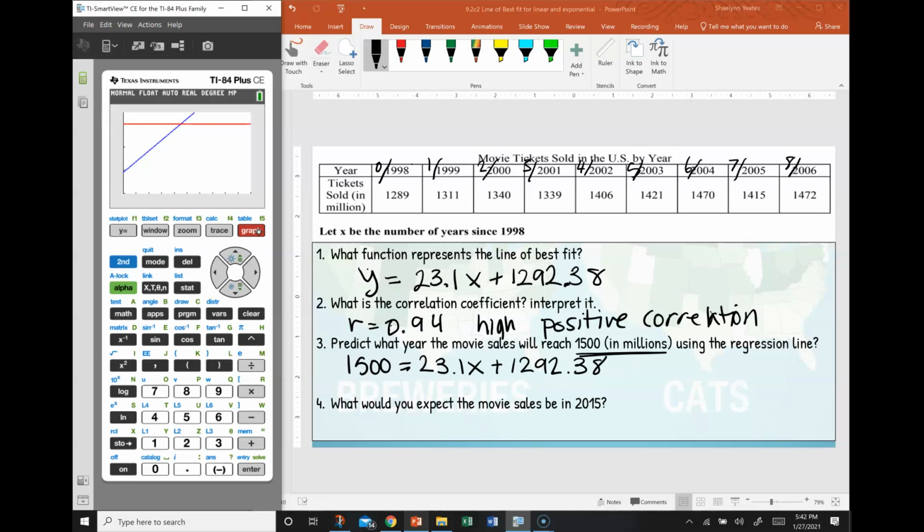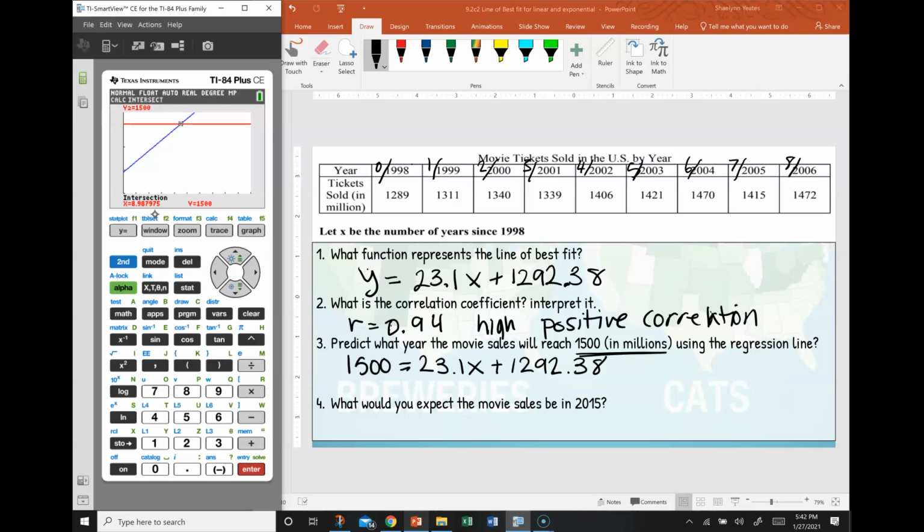There's my pretty graph. That's where they cross. So whatever the X value is there, where they cross is the year that we hit 1500. So we're going to hit Second, Trace. We're going to go to Intersect because that's what we want to know, where they intersect. Now we're just going to press Enter 3 times. Actually 4 times. So it says the intersection is at 8.987975. I'm going to round up. That's going to be at 9 years after 1998.